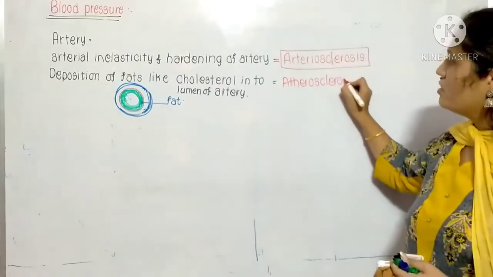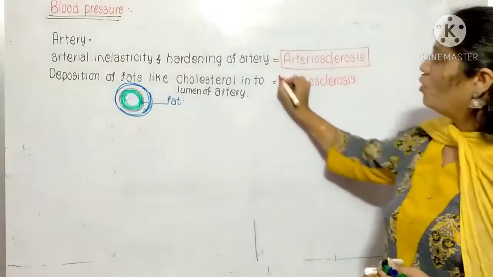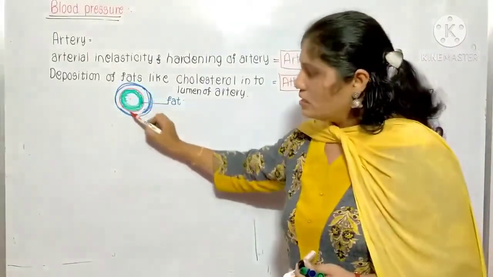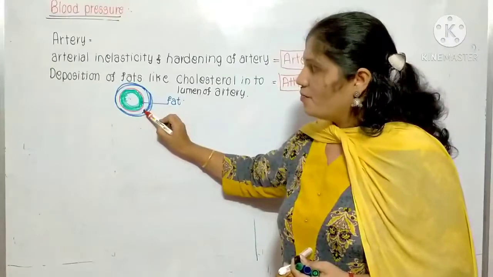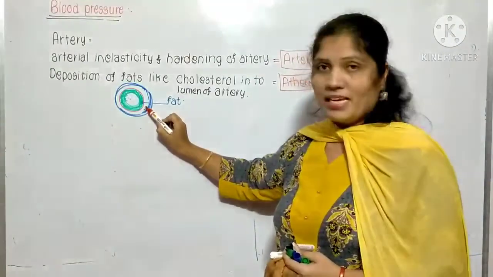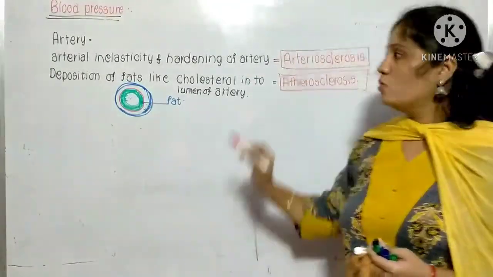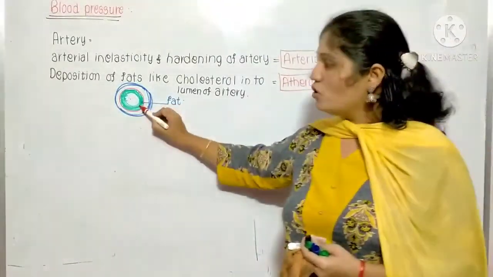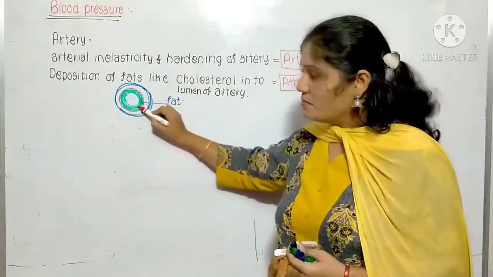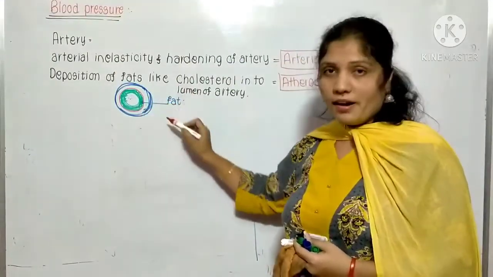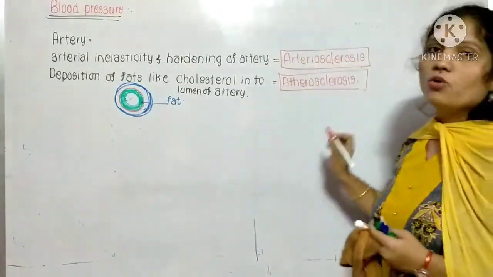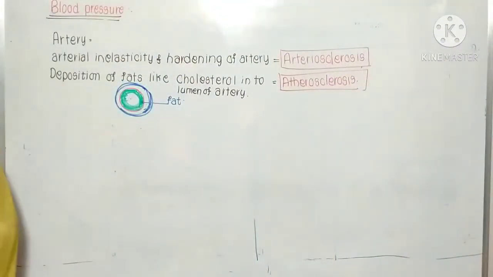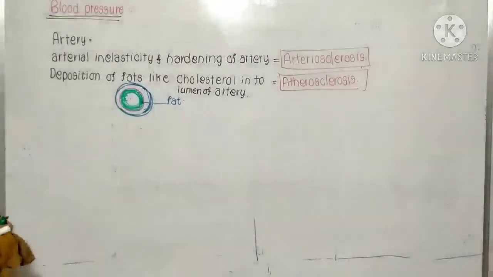Remember these two definitions. It is very important for fill in the blanks. Whenever the artery becomes inelastic and there is hardening of this middle layer, that is called arteriosclerosis. And whenever there is deposition of fatty substances like cholesterol in the artery, that is known as atherosclerosis. As well as, there are other disorders also, such as renal diseases.